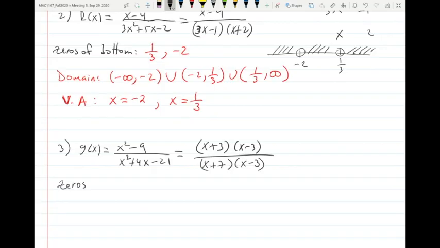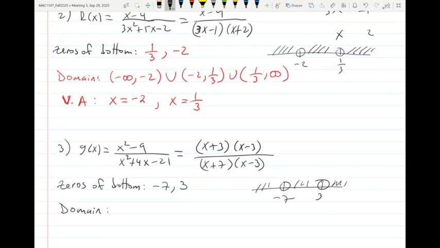So still, I'm going to write zeros at the bottom of our function. So at the bottom are going to be -7 and +3. Okay? And therefore, what will be the domain? The domain is everything except these two numbers. Here is -7, here is 3. You don't want these two guys, everything else. Okay? So the domain is -infinity to -7 union -7 to 3 union 3 to infinity.